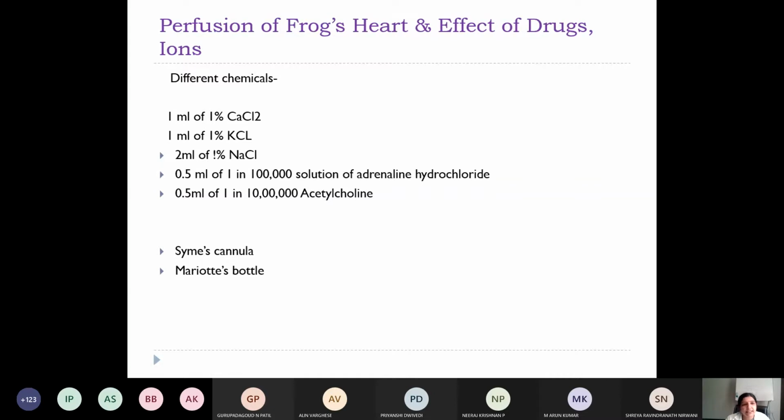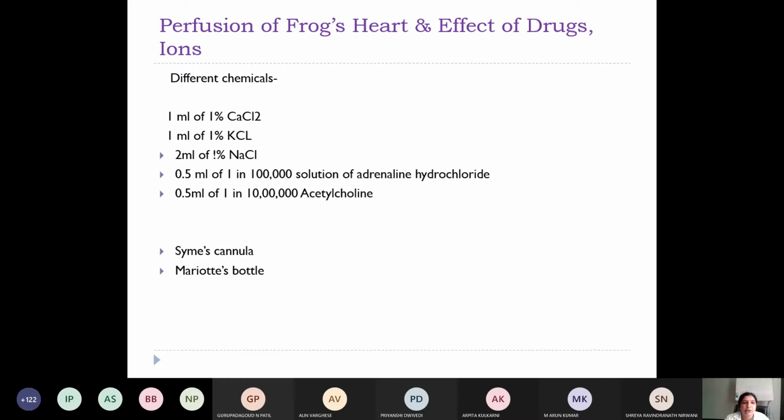The word perfusion indicates we are going to perfuse the frog's heart. As I told, the frog's heart has a unique property of extracting oxygen directly from the environment as well as from the blood present in the ventricle. That's why it can sustain external heat or temperature. Even though it is disconnected from the frog's body, the heart can continue to beat without any other supply, unlike the human heart which needs oxygen supply or a heart lung machine.